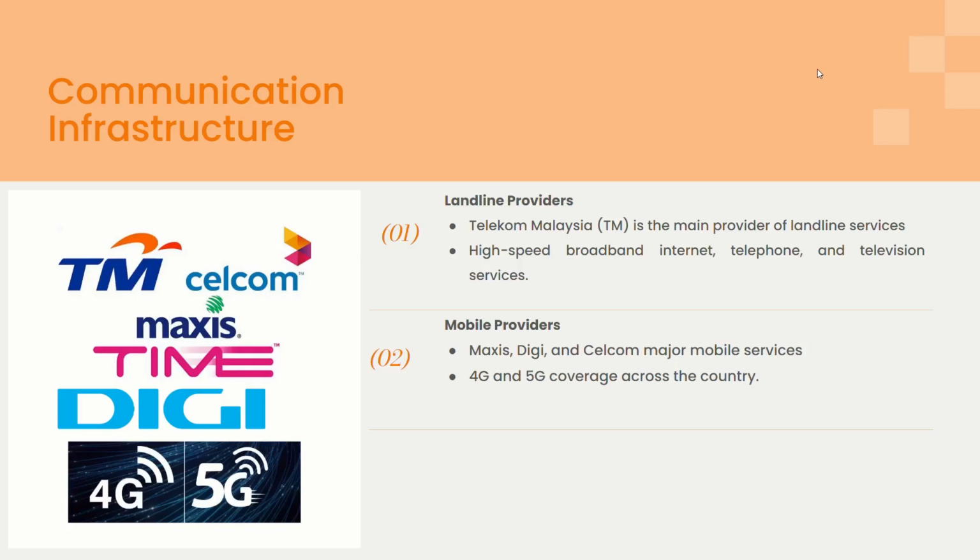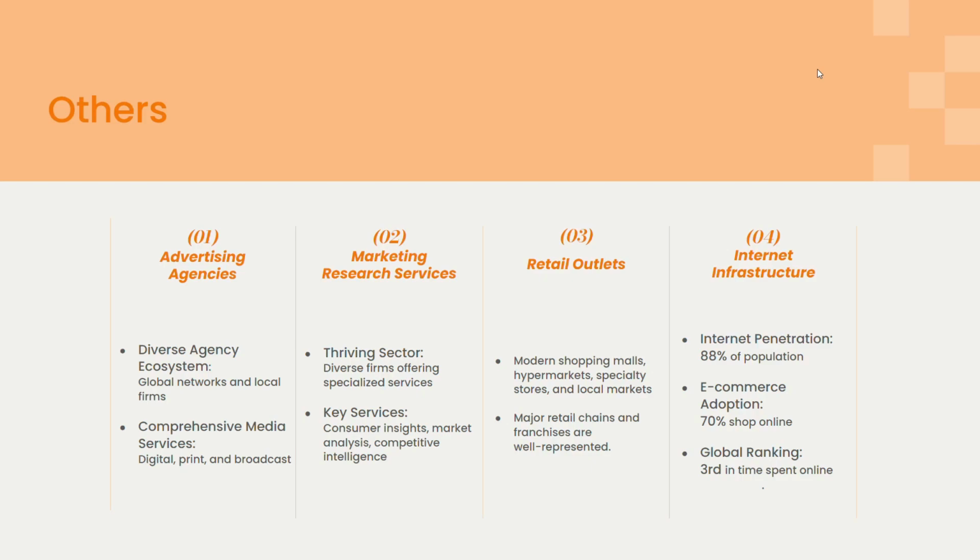Then for landline providers, Telekom Malaysia is the main provider of landline services. High speed broadband internet, telephone and television services are available. If I talk about mobile services, Maxis, Digi and Celcom are the major providers, and the country is covered with 4G and 5G networks.